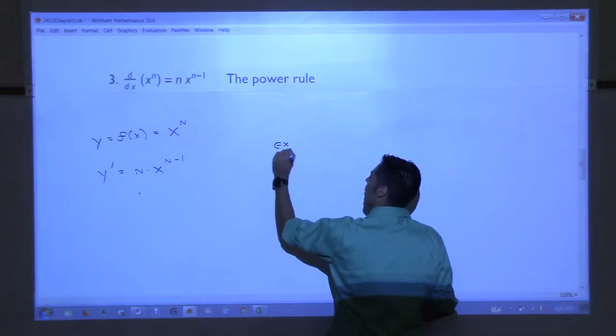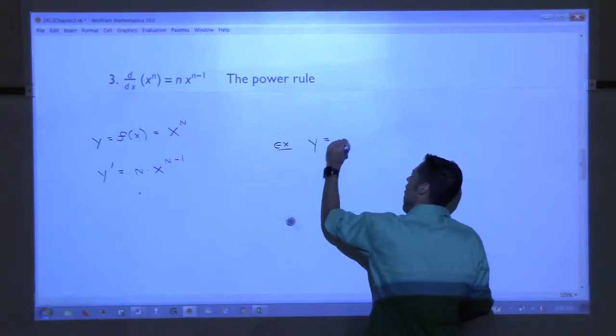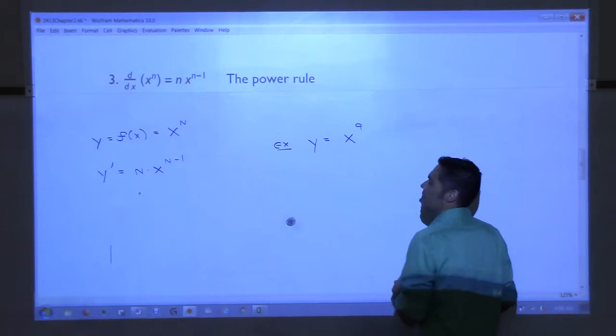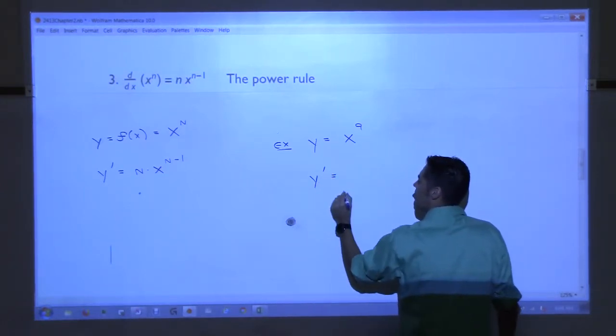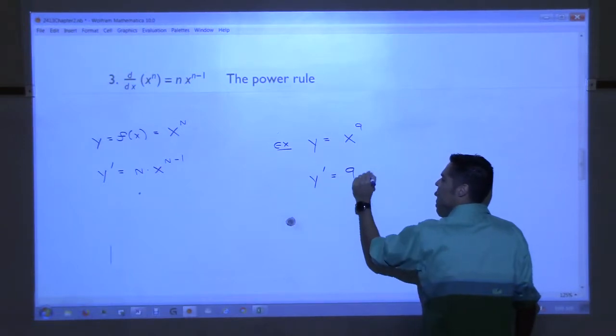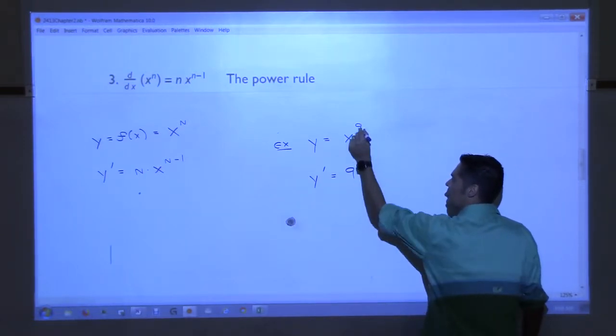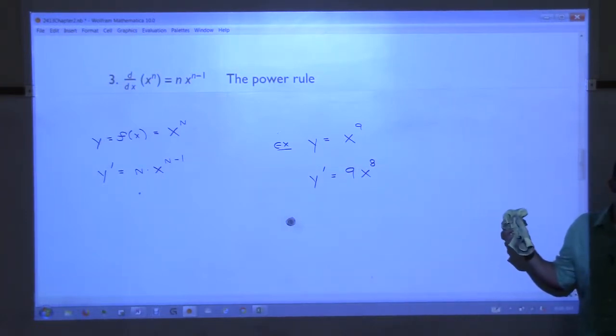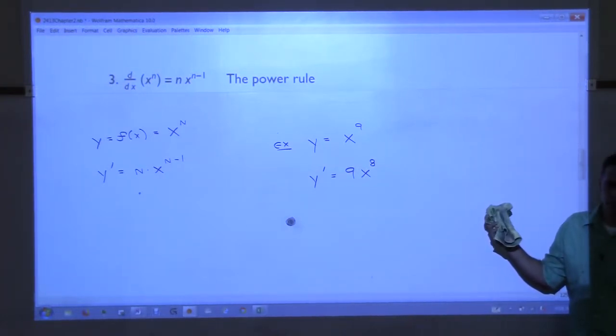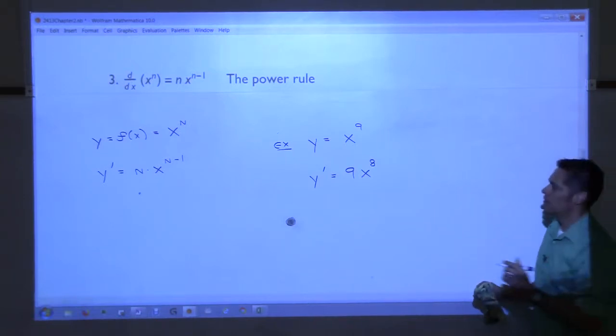As a specific example, if we have y equals, let's say, x to the 9th power, and we're asked to find the derivative, all we do is drop the 9 in front, rewrite x, and then subtract 1 from the power, and we get 8. And that's it. We're done. 9x to the 8th. Isn't that nice? Any questions on that?